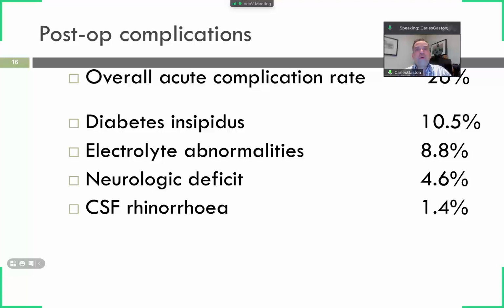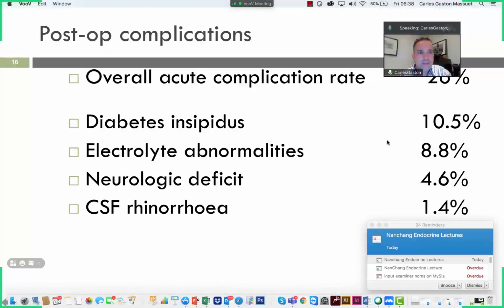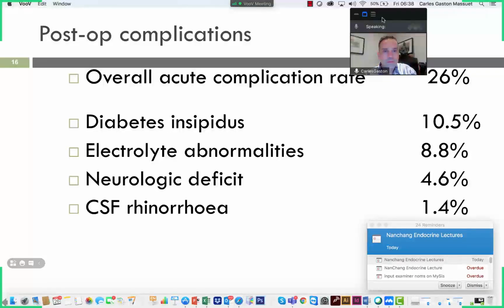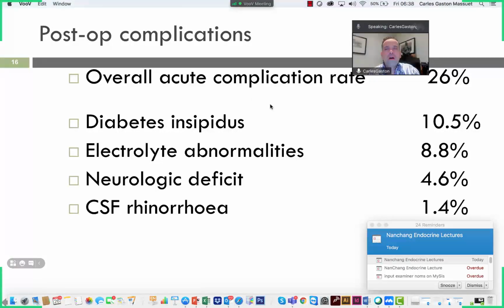So, obviously, the operations of these pituitary tumors have secondary effects and associated comorbidities. So, 26% of the patients have overall acute complications. 10% of these patients end up with diabetes insipidus. Remember, guys, diabetes insipidus has nothing to do with the diabetes of the pancreas or insulin and sugar, which you will study in the second part of this module.